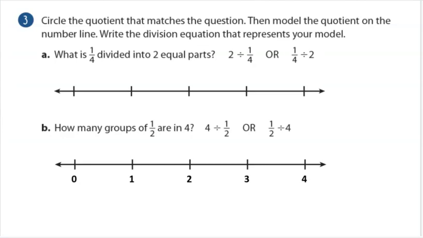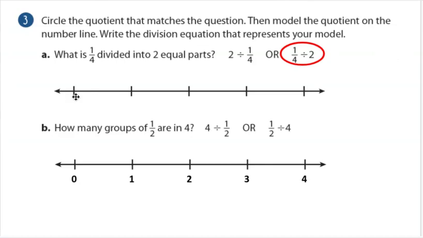Okay, after going back and reading part A, where it says what is 1/4 divided into two equal parts, that tells me that I'm starting with 1/4. And I need to break that 1/4 up into two parts. So this kind of makes me think back to the pancakes. Maybe I'm starting with 1/4 cup of batter and I want to make two mini pancakes. Or maybe I have 1/4 of a birthday cake left over and I want to share it equally with two students.